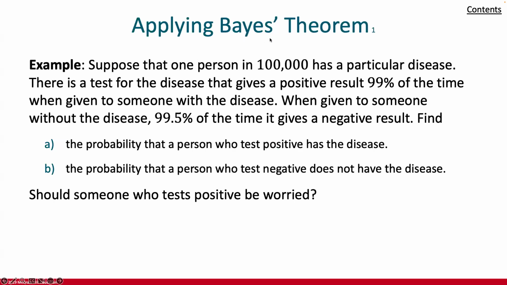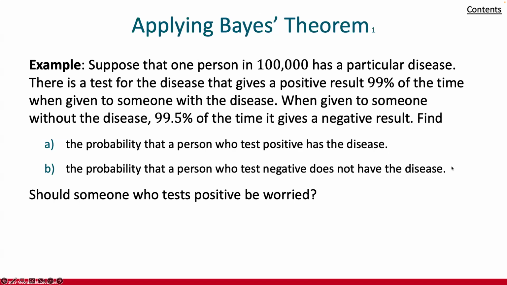What about using Bayes' theorem? Suppose that one person in 100,000 has a particular disease. There's a test for the disease that gives a positive result 99% of the time when given to someone with the disease. When given to someone without the disease, 99.5% of the time it gives a negative result.